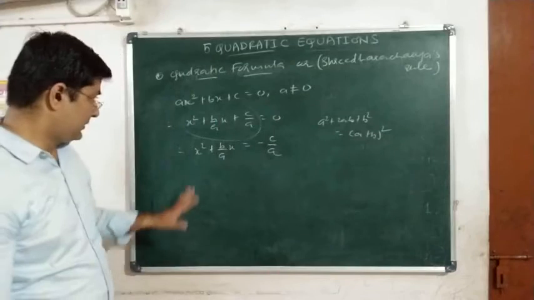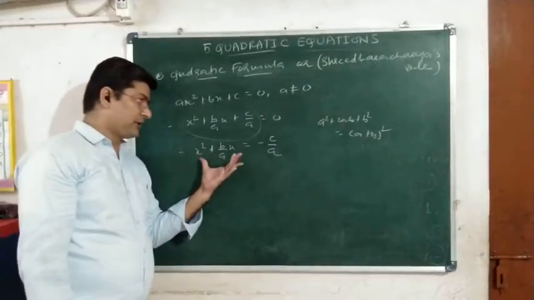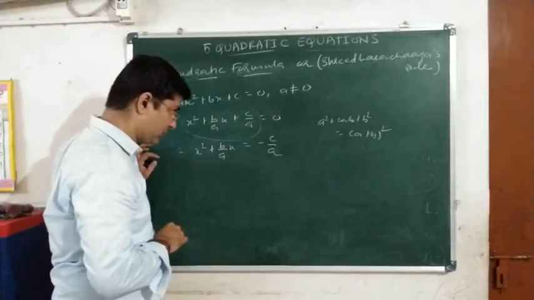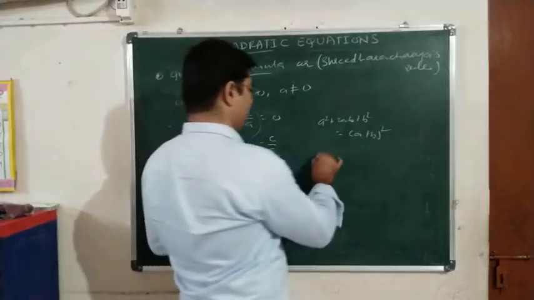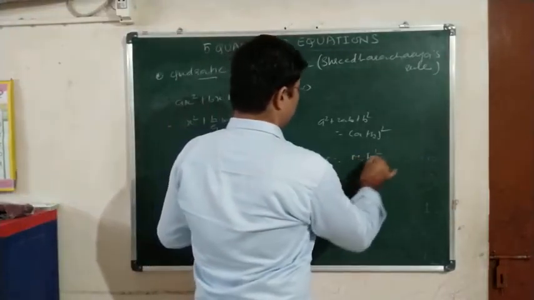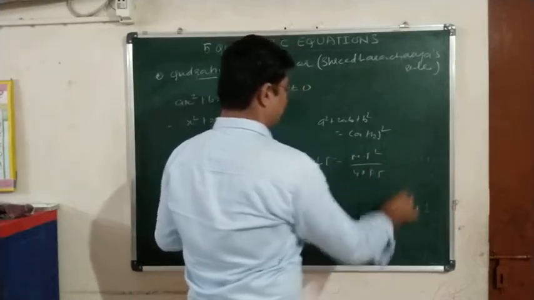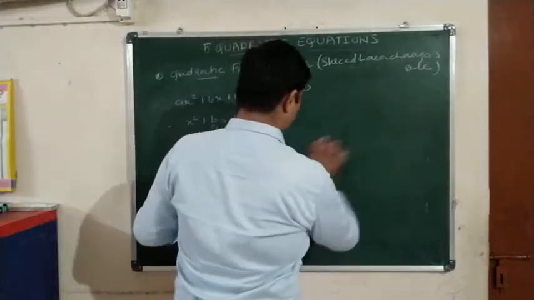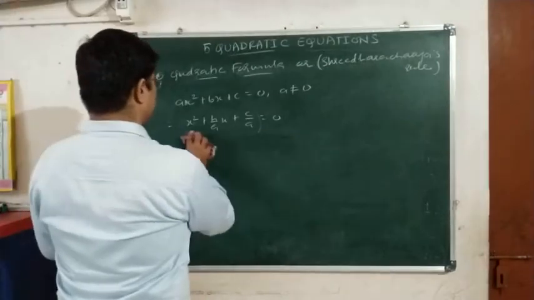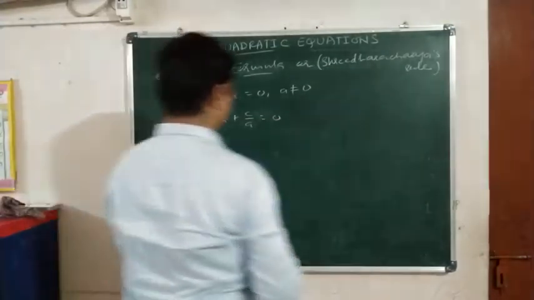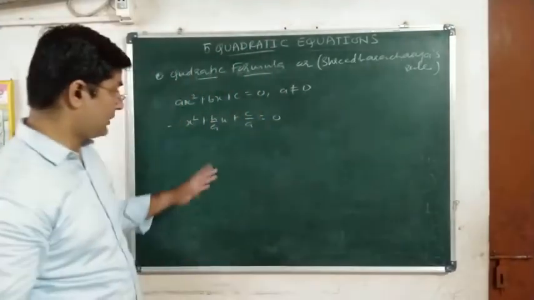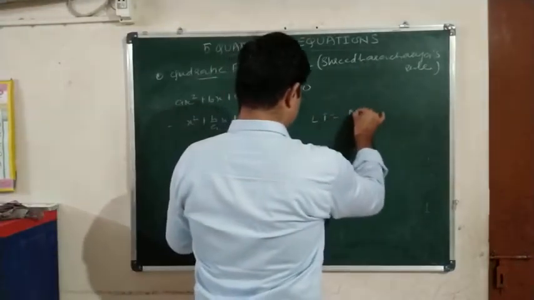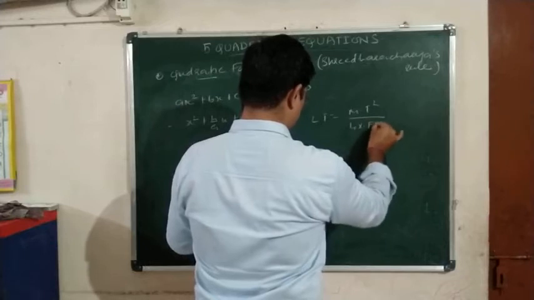In order to convert, you can find out the last term. We have a formula for the last term, which we have studied in class 9 also. That formula we can use: LT = MT² / (4 × FT). So let me do it that way only, so that you can understand. In short, we are going to make this a perfect square polynomial. So for that we will find out LT. LT = MT² / (4 × FT).